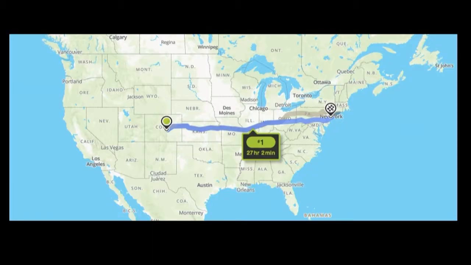Let's take a look at this map. Remember, the mantle is 1,800 miles thick. That is the same distance as the distance between Colorado and New York. If you were to travel from Colorado to New York, according to this travel map, it would take you 27 hours and 2 minutes. That is a very long way, but that's also a good way to remember how big or how wide the mantle actually is.